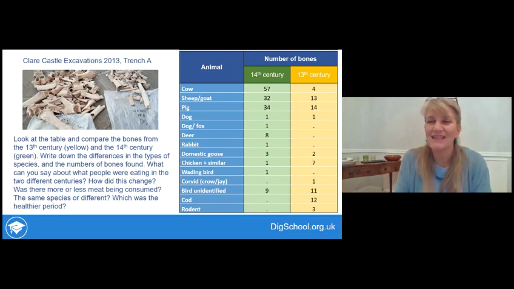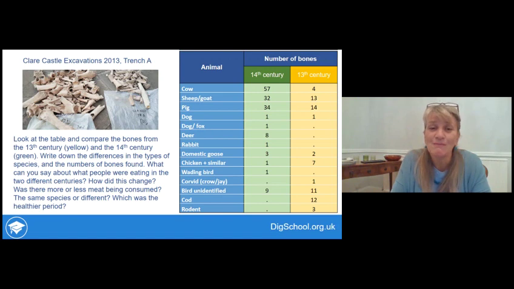And for each of the animal species listed down the side of that table, the figure gives you the number of bones from that animal. So take a bit of time to have a good look at that table, compare the data for the 13th century to the 14th century, and write down the differences that you can see in the numbers of bones of each species, because this will tell you something about what people were eating in the two different centuries. And because we've got them from two different time periods, we can see change over time from that.